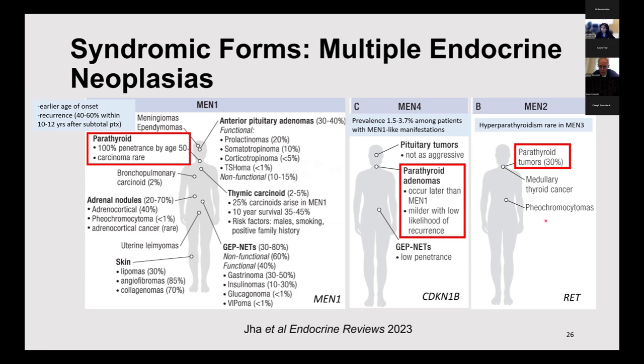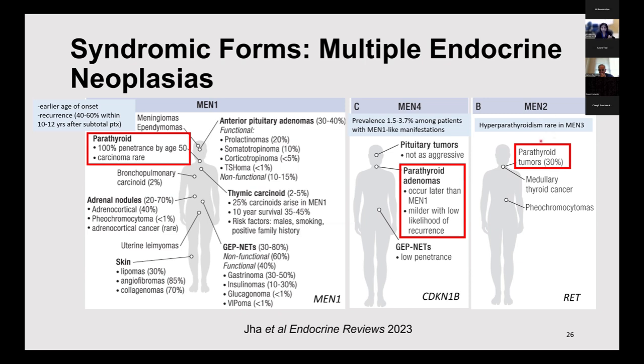And the last one here is MEN2, previously known as MEN2A. And only about 30% of these patients develop primary hyperparathyroidism. It doesn't appear to be a prominent manifestation in this syndrome. And these are caused by activating mutations in the RET oncogene.